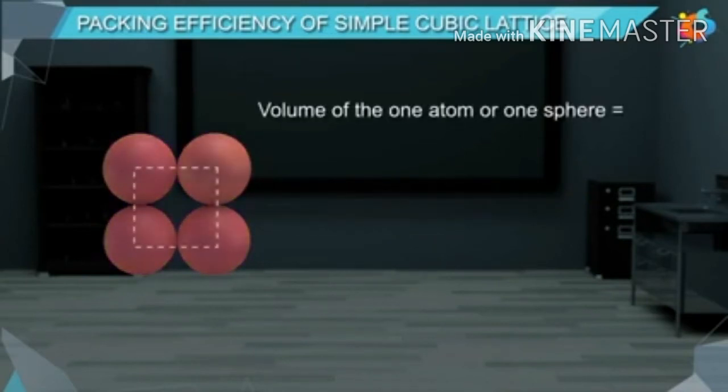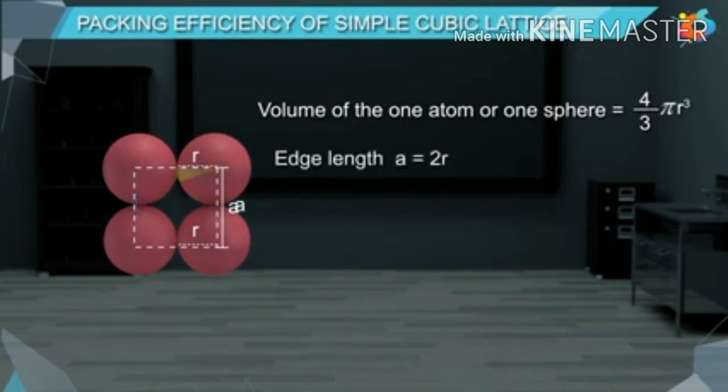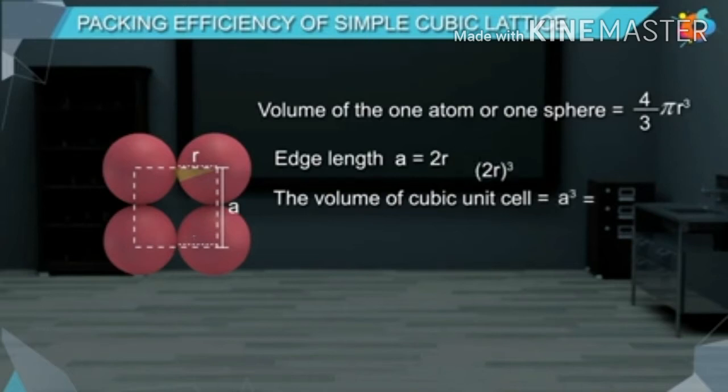Volume of the one atom or one sphere is equal to 4 by 3 pi r cube. Let a be the edge length of the unit cell and r be the radius of sphere. The spheres at the corners are touching each other. Then we have edge length a is equal to 2r. The volume of cubic unit cell is equal to a cube, which is equal to 2r whole cube, which is equal to 8r cube.